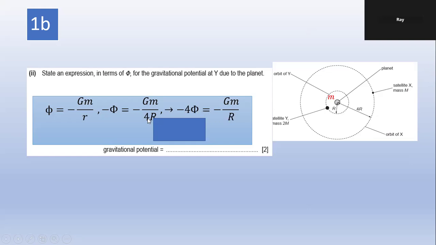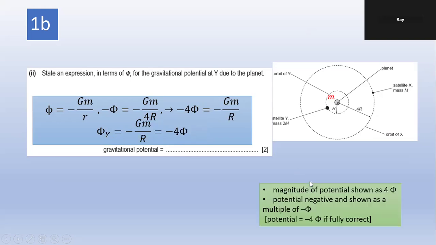Then take the 4 across. Get GM over r is -5. And for Y, it is GM over 4r, so GM over 4r is -5 over 4. Okay or not? Yeah. Don't make the same mistake as me. We don't use this mass, the satellite's. We use this mass, the mass of the planet, to find the potential.